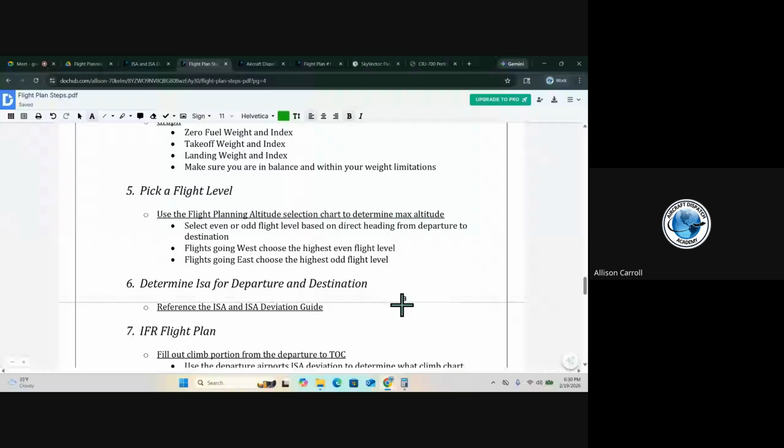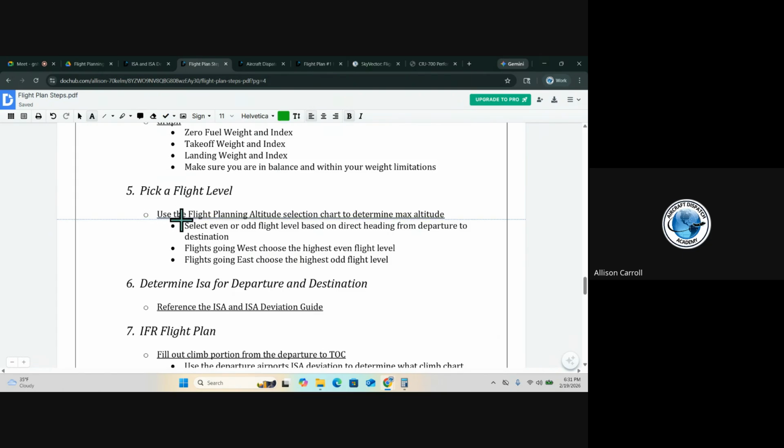Okay, now we are going to pick a flight level. So with picking a flight level, to be able to do that, we use the flight planning altitude selection chart, it's a mouthful, to determine the max altitude that we can reach. So we are going to select an even or odd flight level based on the direct heading from our departure to destination. West, we are going to be on an even flight level, and going east, we go on an odd flight level.